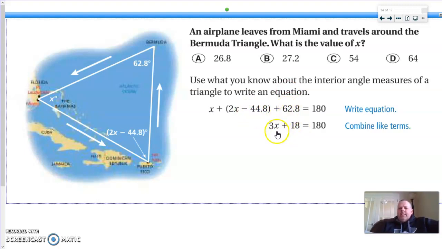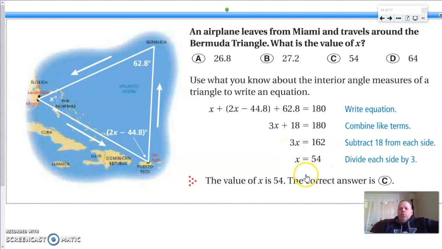Get the variables all by itself. So we're going to subtract that 18. We're going to then divide by 3. X is going to be 54. So our answer in this case is C.